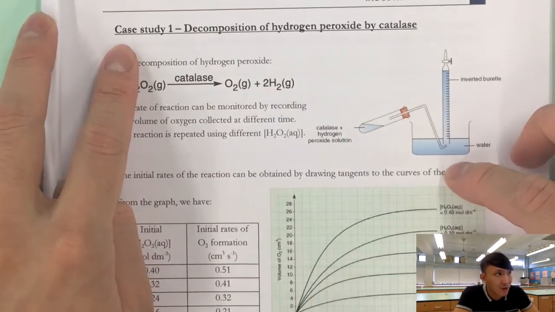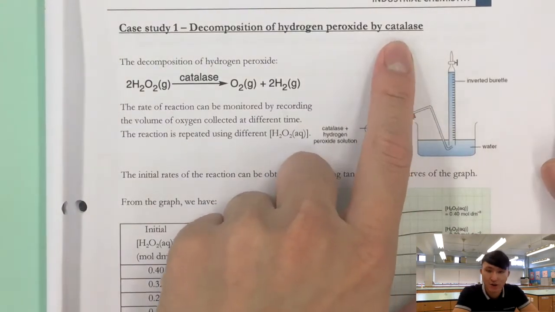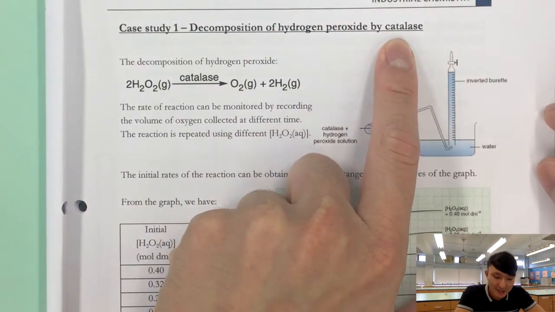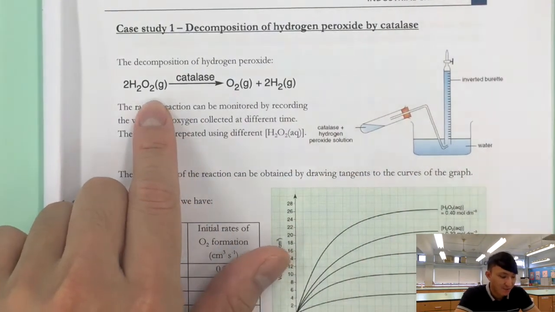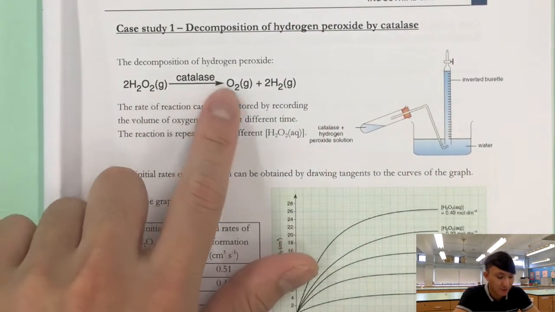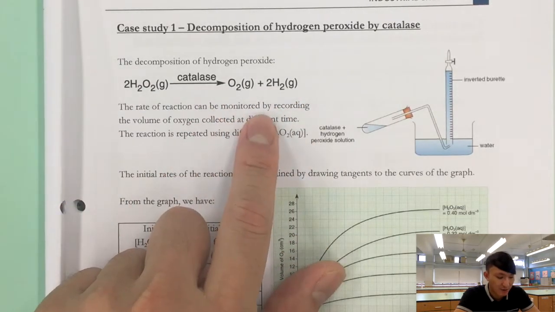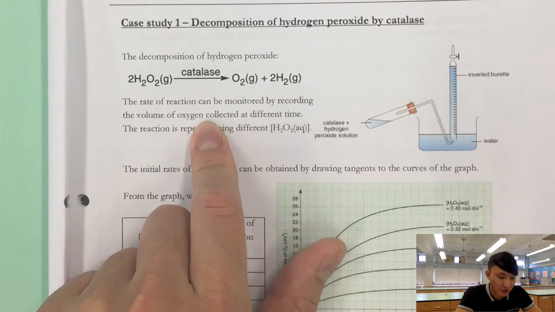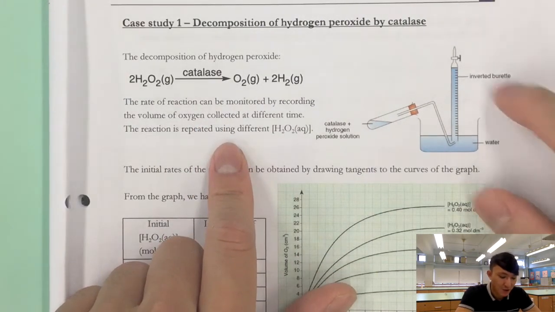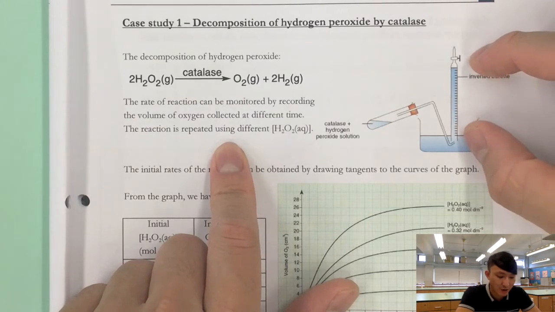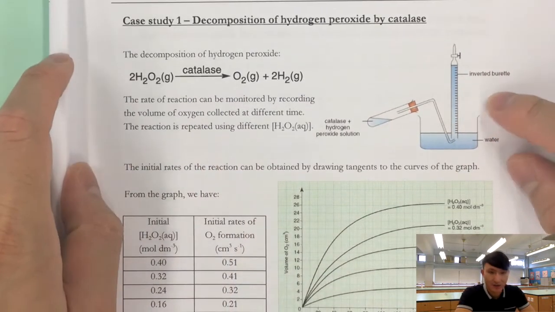The first example consists of the decomposition of hydrogen peroxide by a biological catalyst called catalase. Okay, it is a catalyst. Now, in the equation you see, hydrogen peroxide decomposes to form O2 and H2O, and the reaction can be monitored by recording the volume of oxygen produced at different times. Okay, so we can record the volume of gas using this inverted burette, or you can use a syringe.